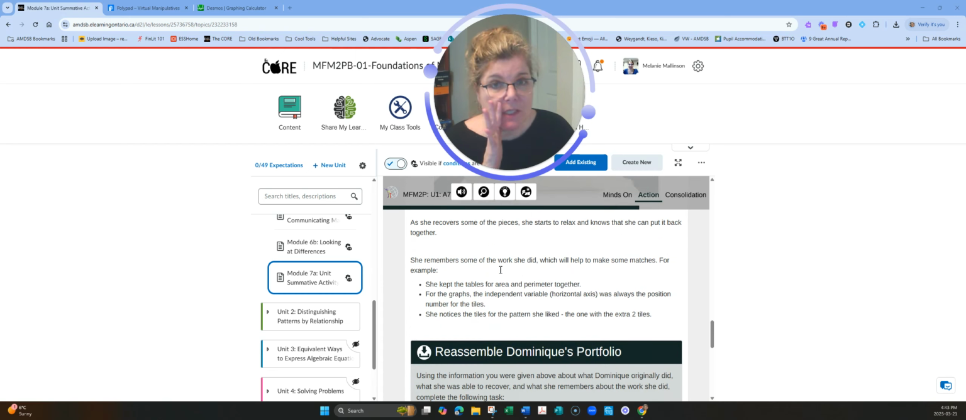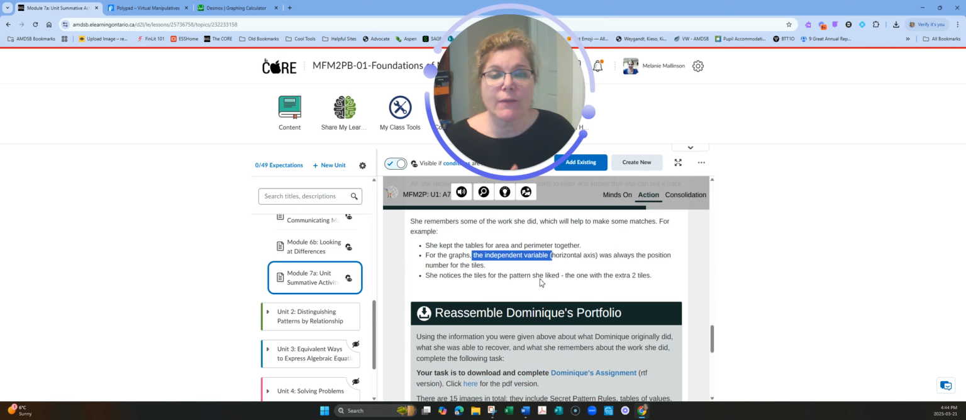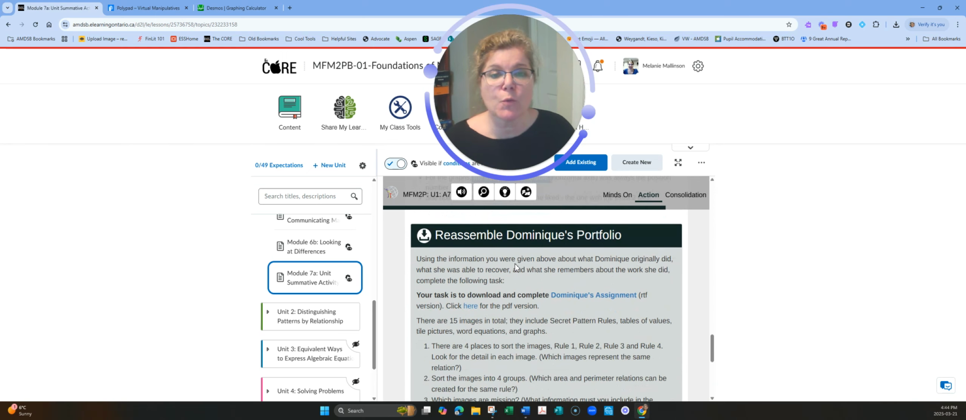Here she gives you some tips, like look at this. She keeps the tables for area and perimeter together. Oh, that's a good tip to have. For the graphs, the independent variable is always the position number, right? So we're going to have to remember some of these different things. So your task is to download the assignment.